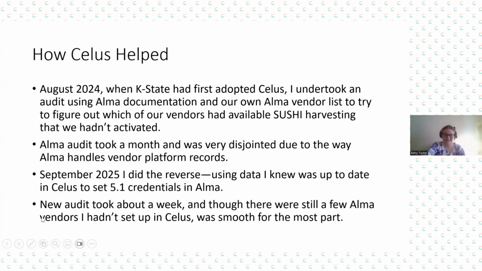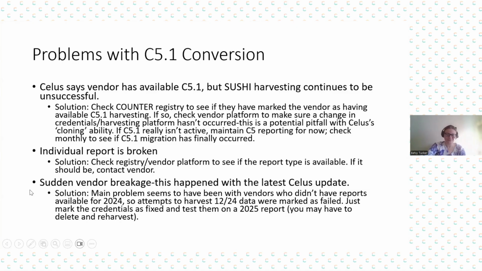So as I was setting up credentials in CELUS, there were a few issues, even though I still think it was much easier than it would have been to start in Alma. There were a few common problems that I did encounter. One was CELUS saying the vendor has available 5.1, but the sushi harvesting continuing to fail for Counter 5.1. My solution to that was to start by checking the Counter registry to see if they've marked the vendor as having available Counter 5.1 harvesting.